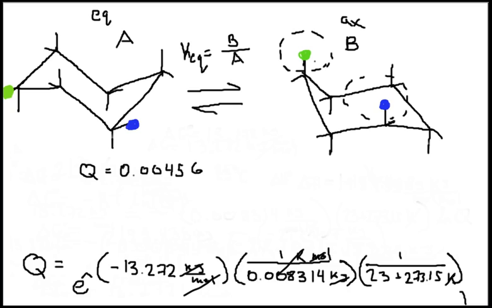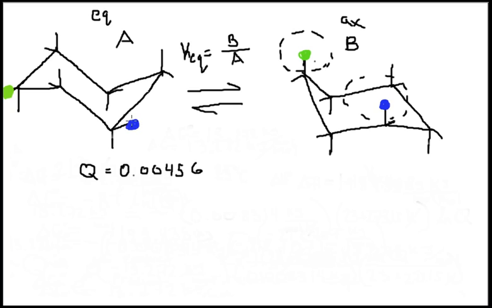And what that tells us is that at equilibrium, at this temperature, at 23 degrees Celsius, we're going to have 0.00456 equaling the ratio of B to A. Basically, we're going to have a lot more of A than we are of B. So how much more are we going to have?